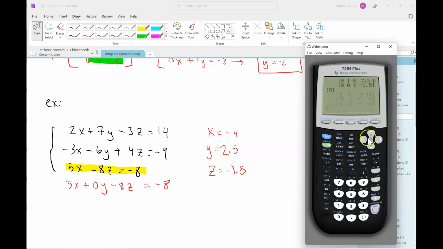So when I typed my matrix A, this is what I typed in. Everybody's cool with that? Notice the 0 there for the missing y. And then when I did RREF of A, I got this. The first row is x equals -4. Second row, y equals 2.5. And the third row, z equals -1.5.